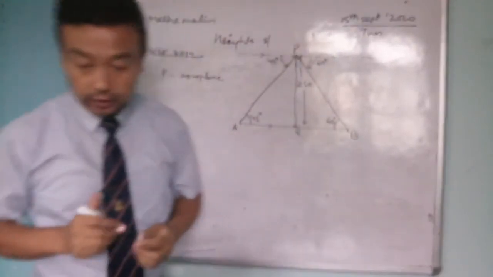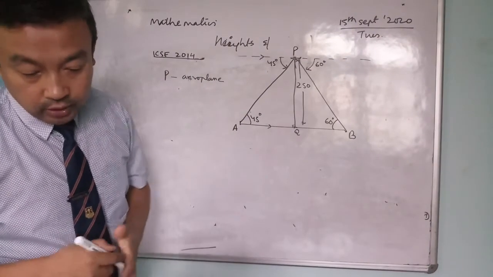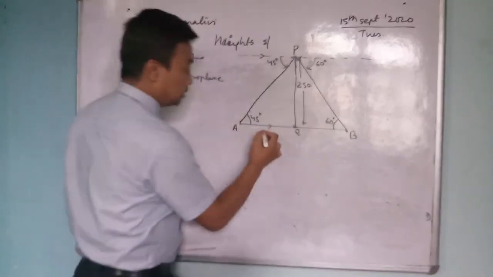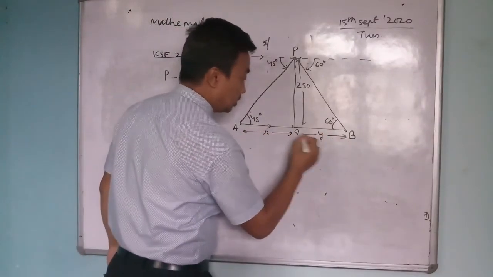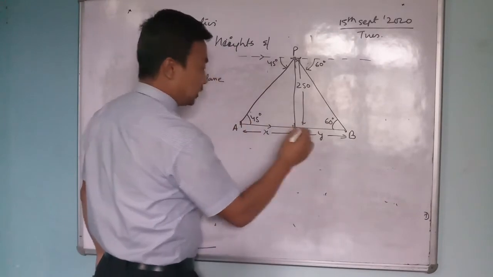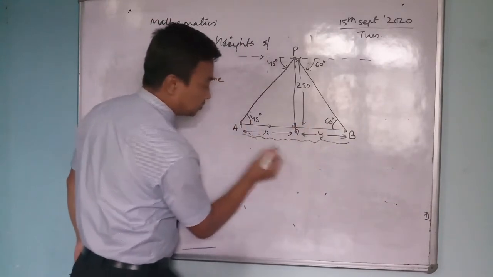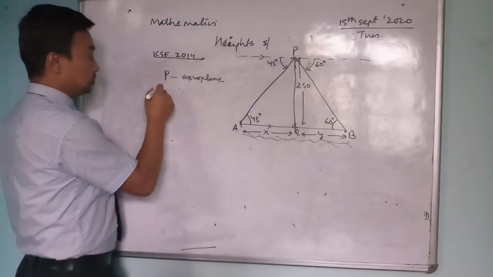Now the question is, find the width of the river. So what is the width of the river? You have to find the total distance. Let the total distance be this. Suppose from here to here is x, and from here to here is y. So the width of the river is x plus y. This is quite simple.